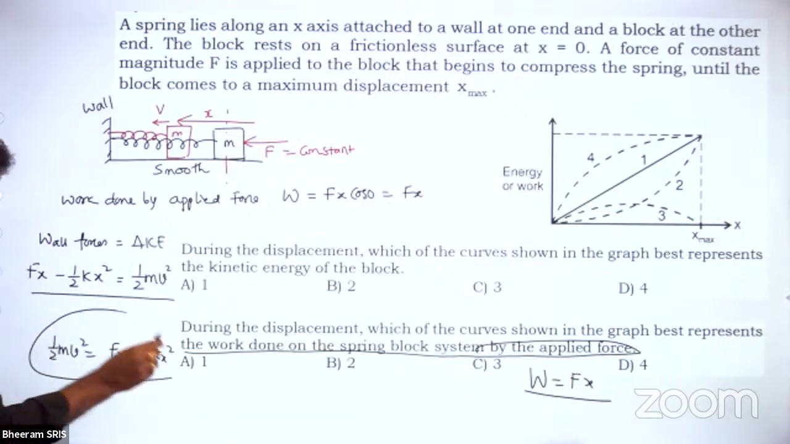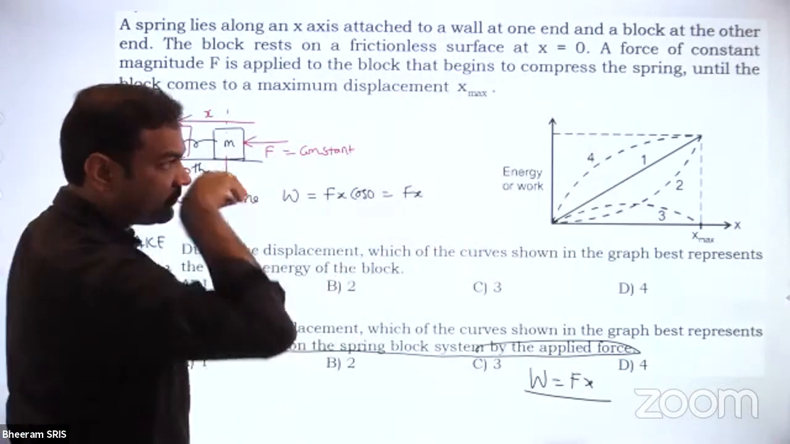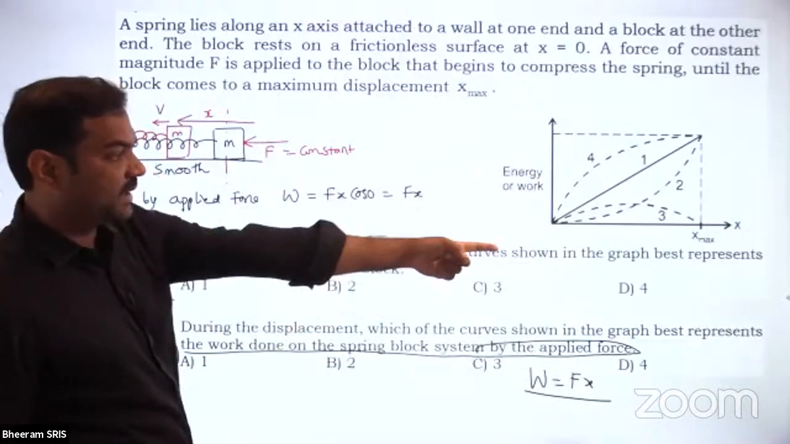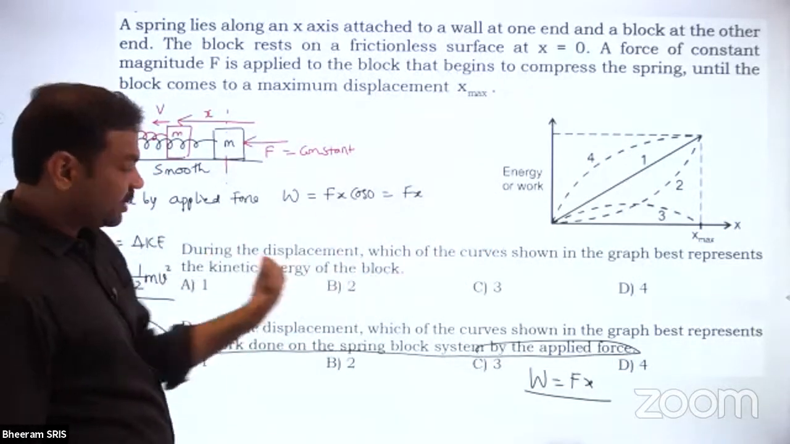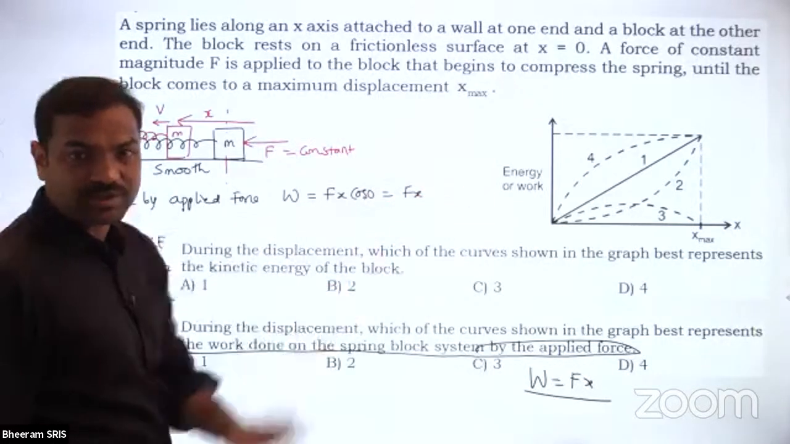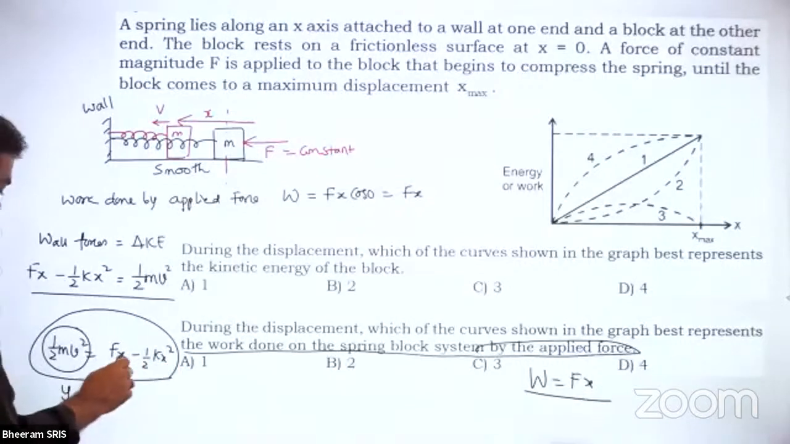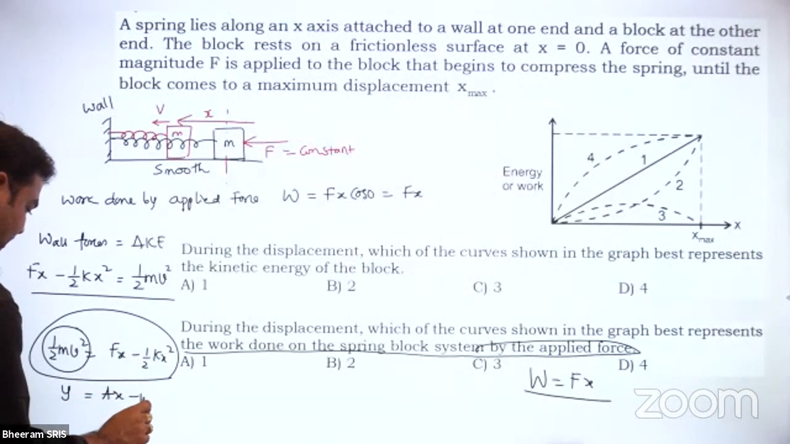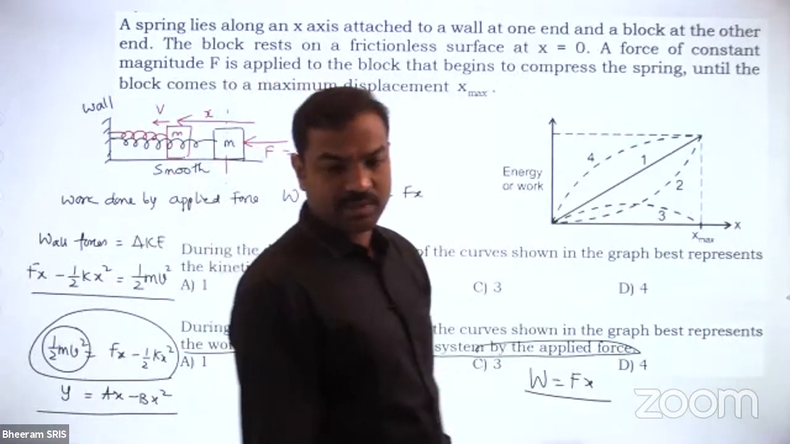Tell me what is the graph? Kinetic energy of the block, during the displacement. We have to find out the kinetic energy graph as a function of x. So kinetic energy is on the y-axis, x is on the x-axis, then I can write this as ax minus bx square. Do you remember the graph? y is equal to ax minus bx square.